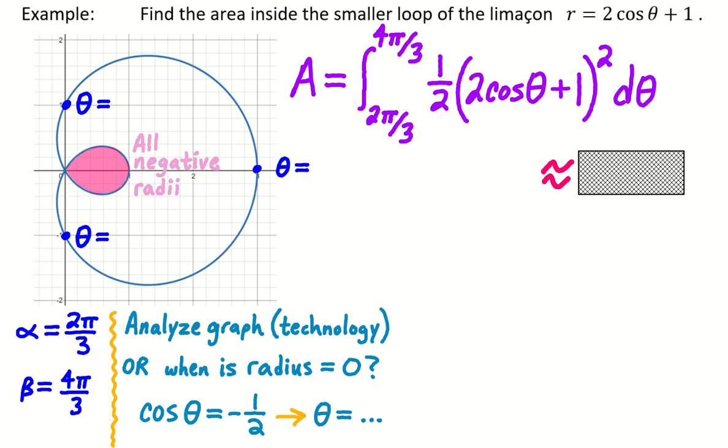And then you just integrate from 2 pi over 3 to 4 pi over 3 of 1/2 the function squared, go to your calculator, and you get that. So on this one, the big hurdle to get over was figuring out these limits of integration, from 2 pi over 3 to 4 pi over 3. Anyway, remember examples like this.